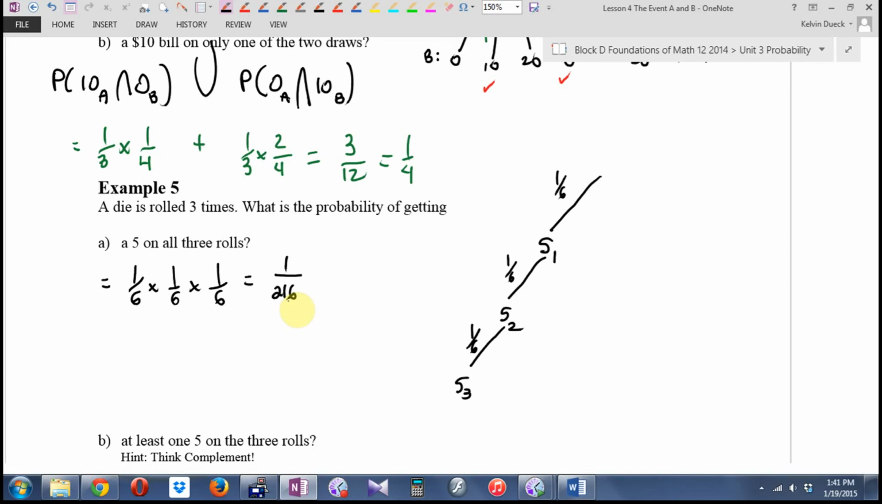B is a little more interesting. What does B want me to find, Matt? What does at least 1 5 mean? I'll give you a hint. 1 5 or 2 or. So one way to do this would be to find the probability of getting 1. But the problem is getting 1 5 means miss, make, or miss, make, miss, or miss, there's all these possibilities. What did I write as a hint? What's the opposite of at least 1 5? Think very carefully. What's the opposite of at least 1?